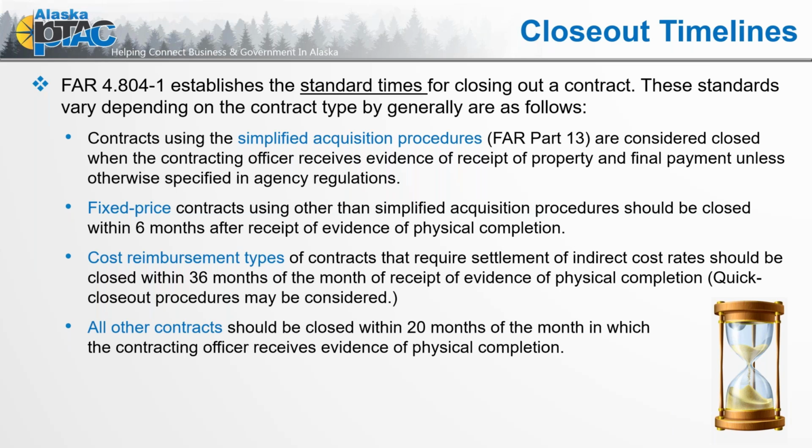All other contracts should be closed within 20 months of the month in which the contracting officer receives evidence of physical completion. Usually that's tied back to the date of the final invoice, which in most cases should include a final receiving report as well. If we're talking about 20 months after that contract is completed, in a lot of cases those contracting officers have since moved on and are just working on the newest contracts to get out the door, to get executed, to get in progress, to administer. It becomes a revolving door of new contracts, and often the contract closeout process is delayed indefinitely.